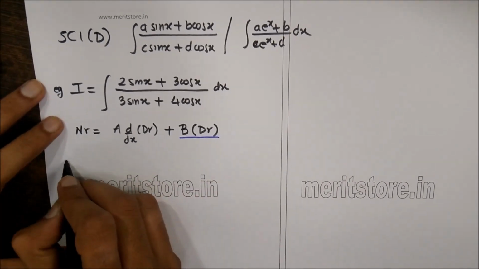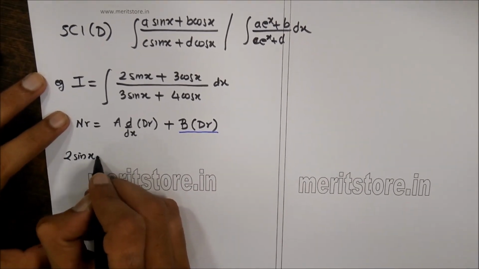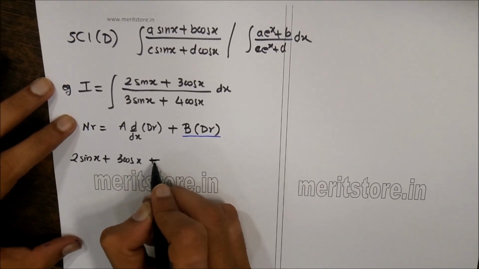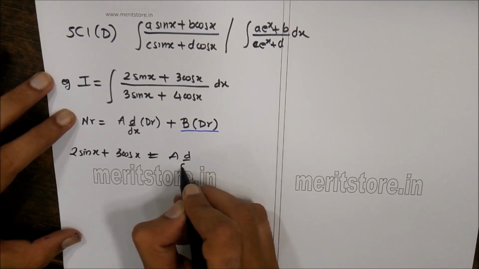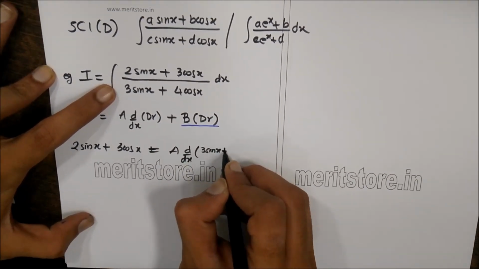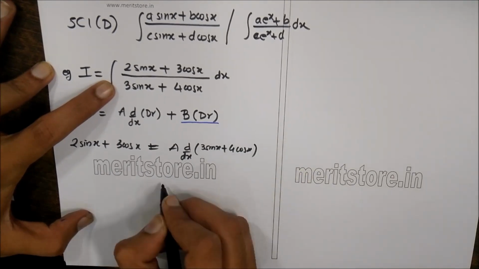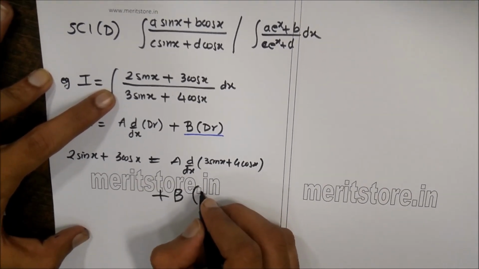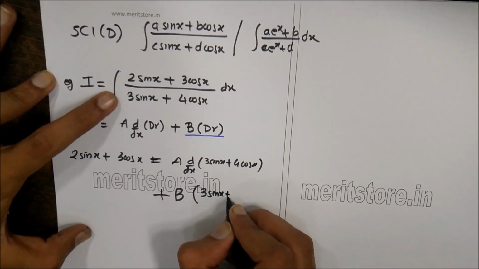How do we do this? Say 2 sin x plus 3 cos x equals a times derivative of the denominator, which in this case is, say, 3 sin x plus 4 cos x, plus b times the entire denominator, which is again 3 sin x plus 4 cos x.